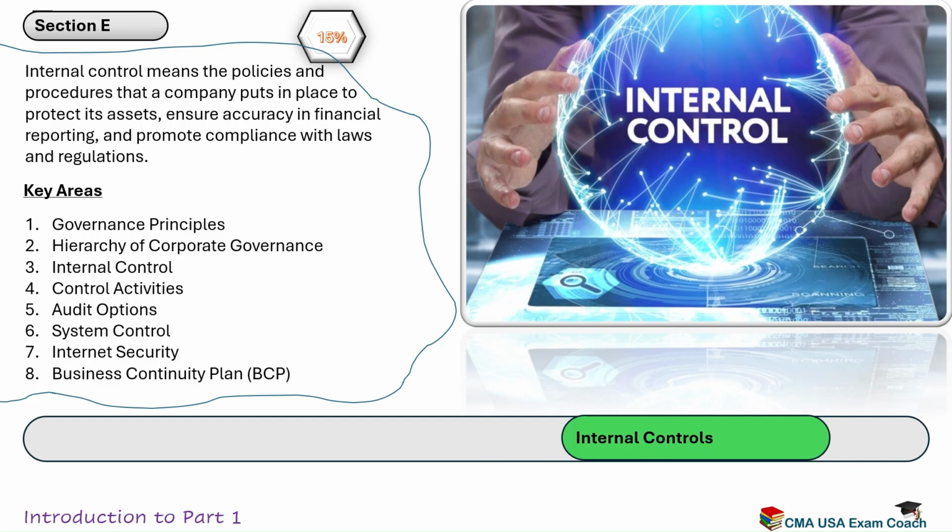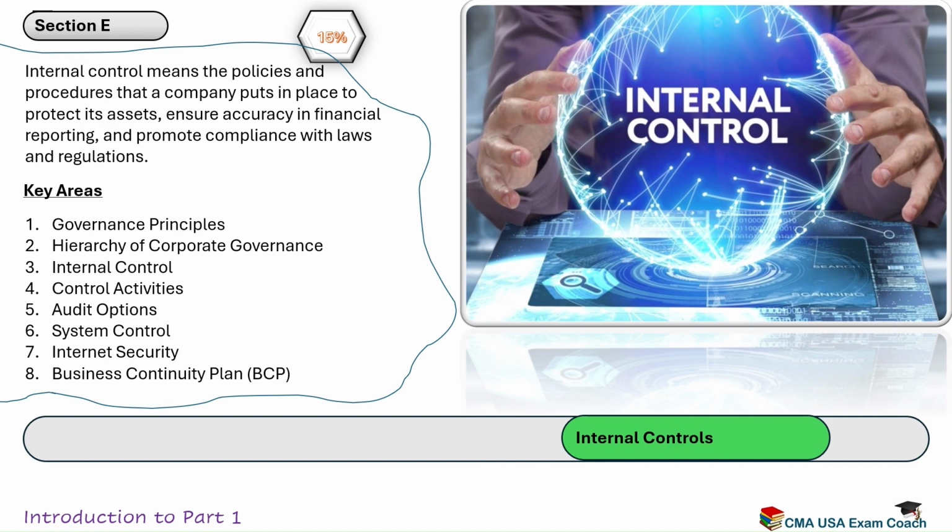Next, control activities. These are the specific actions taken to achieve control objectives. They include things like approvals, reconciliations, verifications, authorizations, and physical security of assets. For instance, comparing bank statements with internal records every month is a control activity that ensures accuracy in cash reporting.